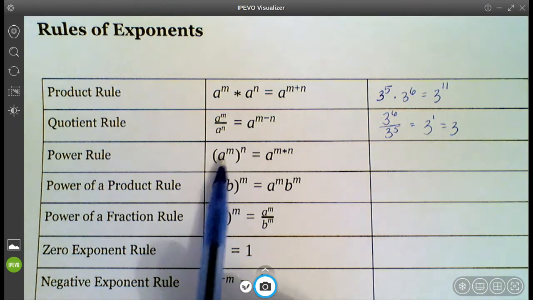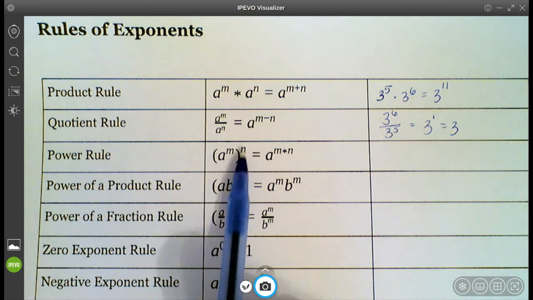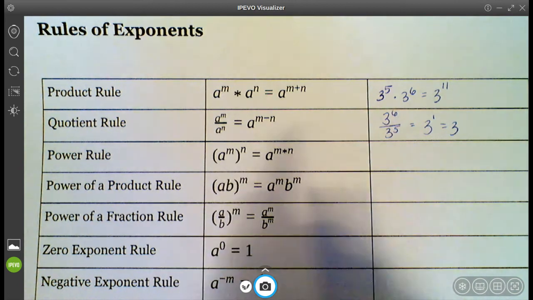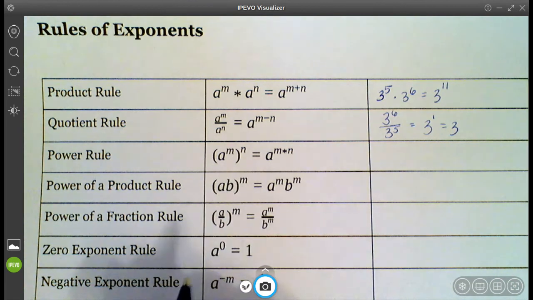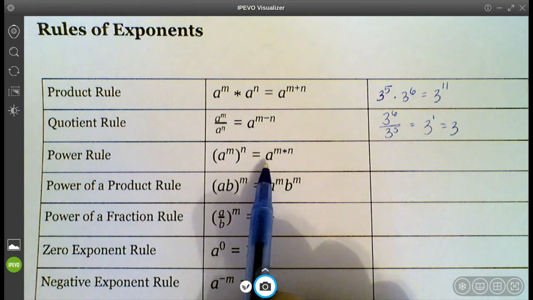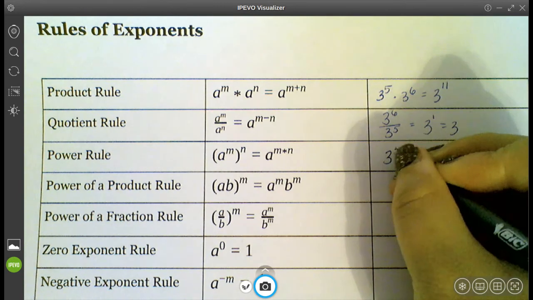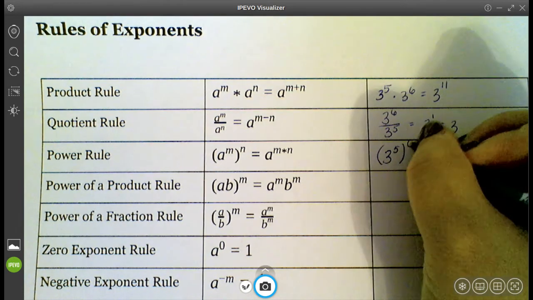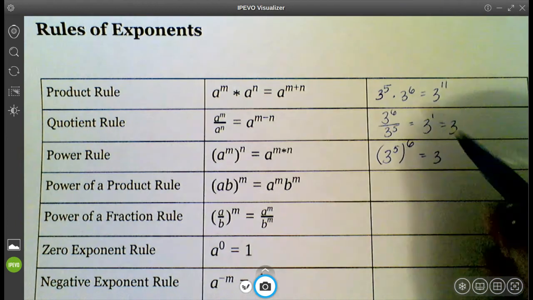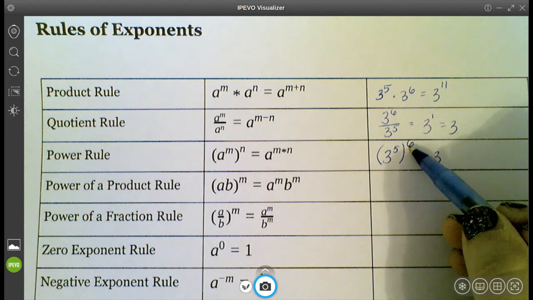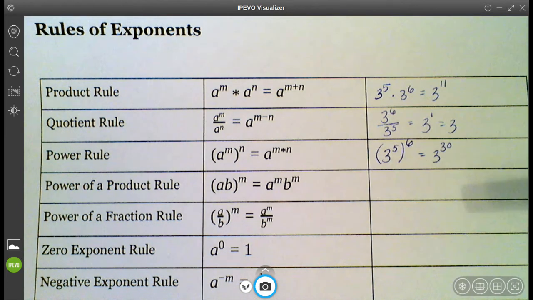The power rule is if we have one base going to an exponent, and then that is all being raised to another exponent. So I like to say if you take a power to a power, you're multiplying. That's why it's called the power rule. So let's take a look at that. If we had 3 to the 5th power raised to the 6th power, we would now have 3 to the 5 times 6, which would be 30, 3 to the 30th power.